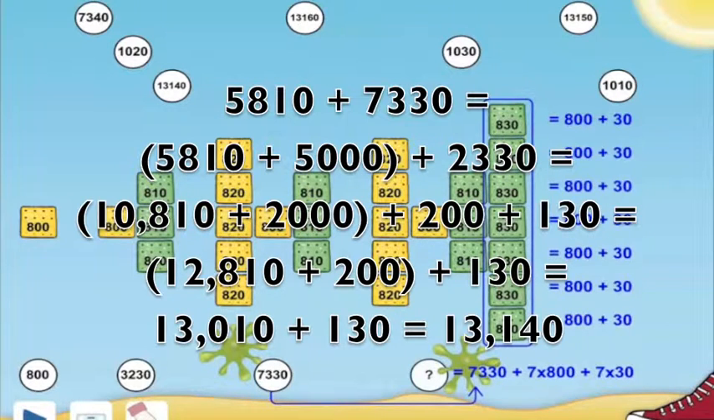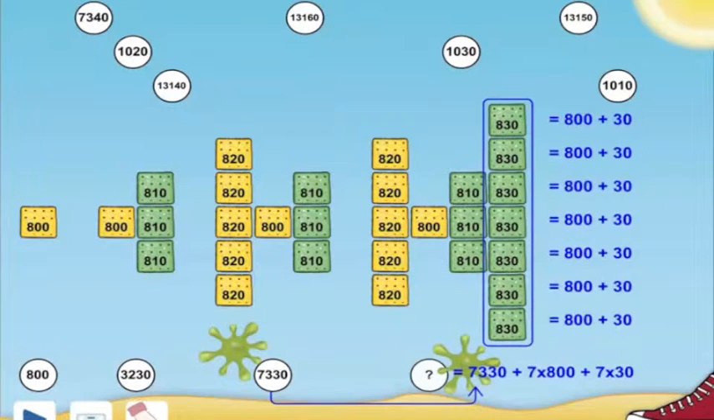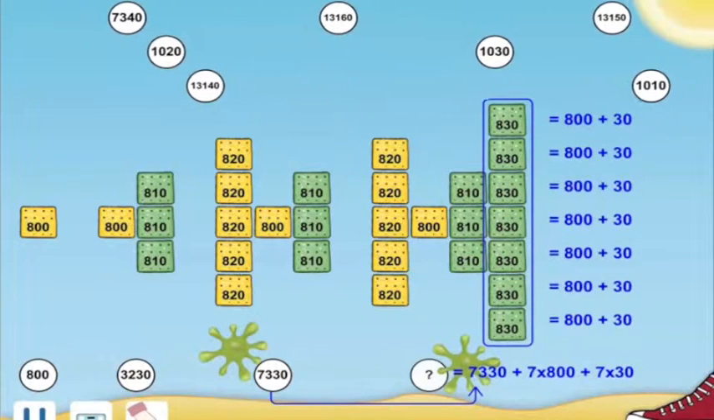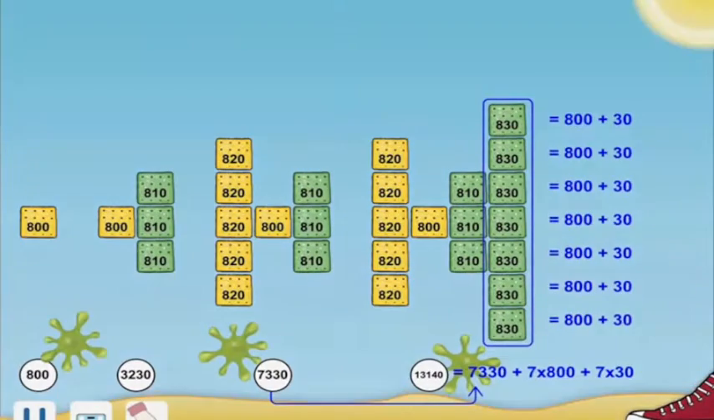This will enable us to add the 2,000 to the 10,810 to make 12,810. And then we're going to add the 200 followed by the 130. Adding the 200 to the 12,810 is pretty simple because the 800 and the 200 make 1,000. So 12,810 plus 200 gives us 13,010 plus the remaining 130, which together with the 13,010 makes 13,140. So we're going to look for the total bubble of 13,140. And there it is. Great.